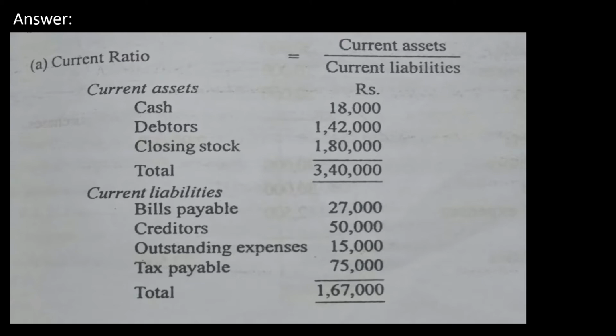So my list of current assets is cash, debtors, closing stock. My list of current liabilities: bills payable, creditors, outstanding expenses, tax payable. So these are my current assets and these are my current liabilities. When you divide current asset by current liability, it gives me the current ratio. What is the next question here? We go to the next slide now.